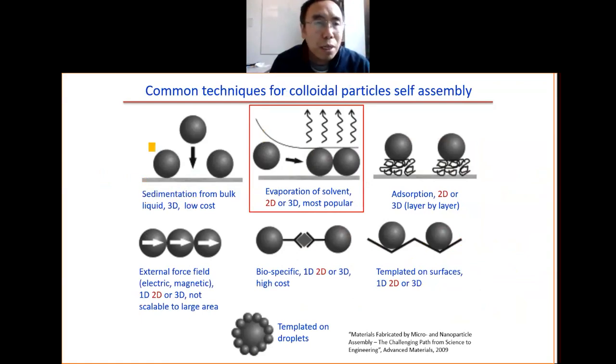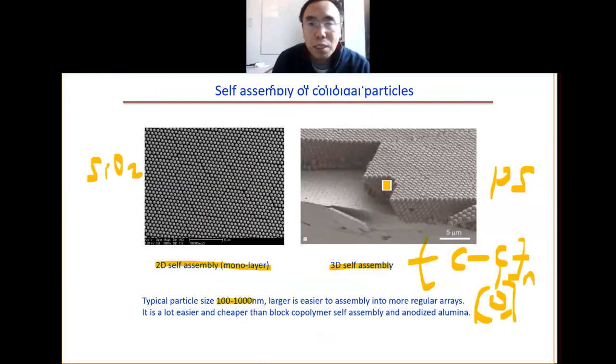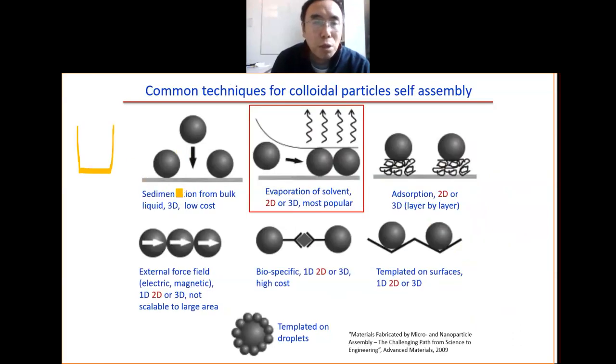sedimentation. You have a beaker container, and you have the liquid with the nanoparticles. Then the nanoparticles will condense onto the bottom of the beaker. This way you get a 3D self-assembled pattern. You get something like this. It will come to the bottom of the beaker. The second one is the evaporation of the solvent. When the solvent gets vaporized, the water will flow this way, and because of capillary force, you form this 2D or 3D self-assembled pattern.